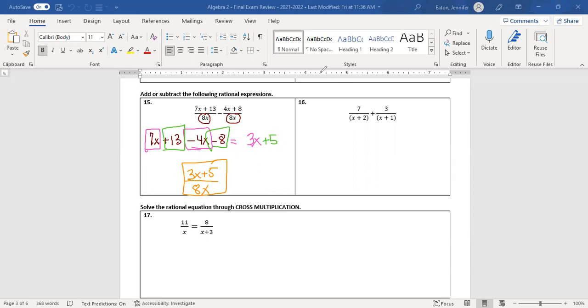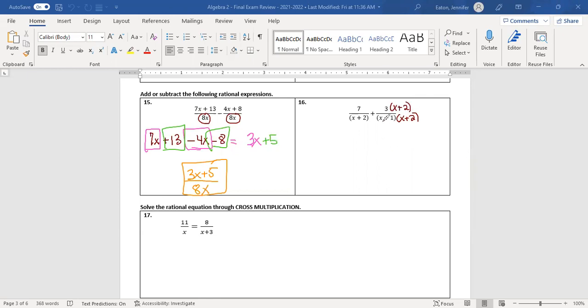For number 16, we have to add these two fractions, but notice that our denominators are not the same, and we need to make them the same. So on the left denominator, we have an x plus 2. So we're going to put an x plus 2 on the right-hand side so it matches. And whatever we do on bottom, we must also do on top.